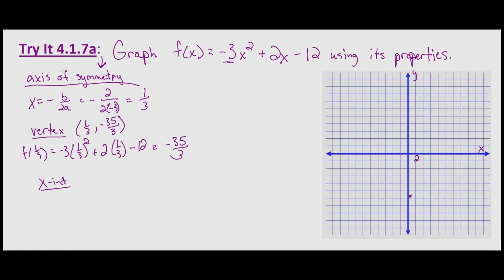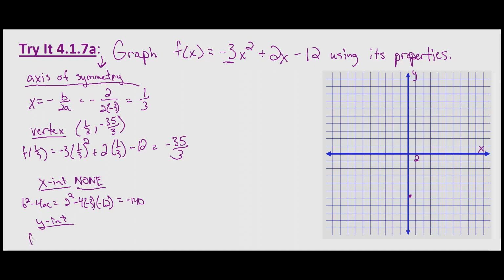So now we'll look at x-intercepts. That's where y equals 0. So b squared minus 4ac equals 2 squared minus 4 times negative 3 times negative 12, which equals negative 140. So that means there aren't going to be any x-intercepts, because the discriminant is negative. The y-intercept is when x equals 0.